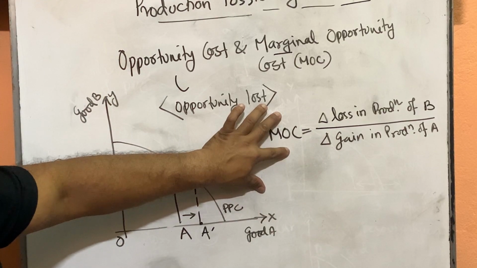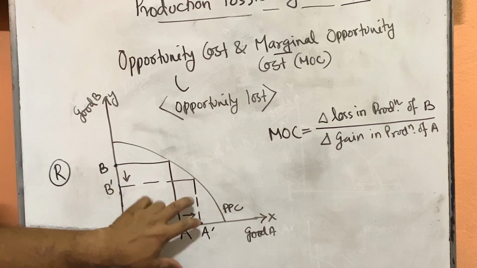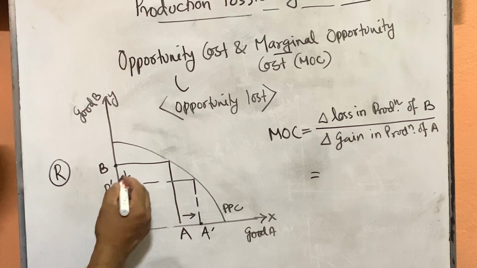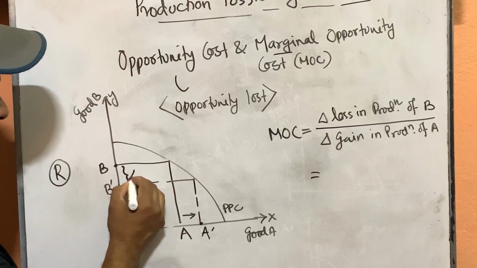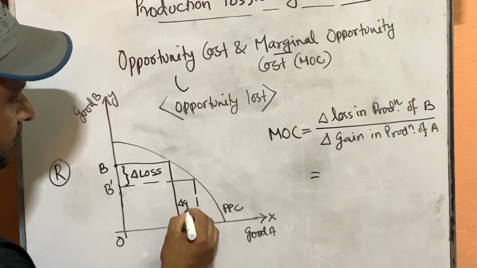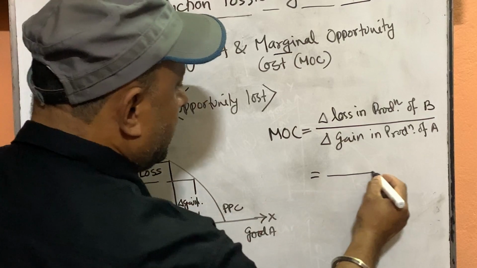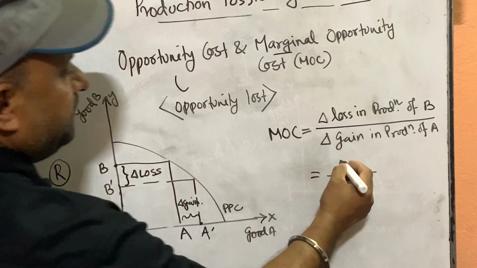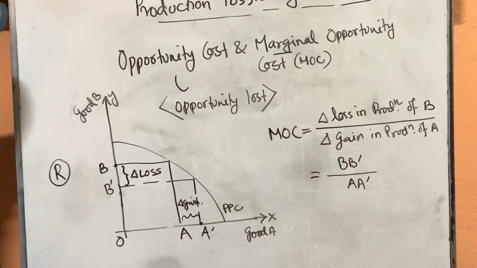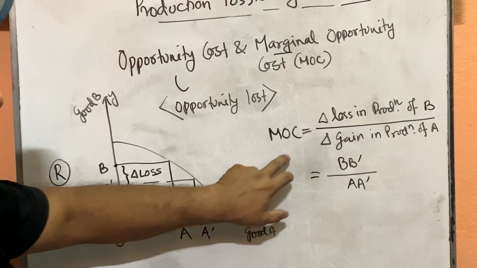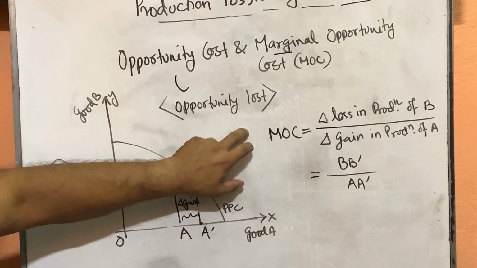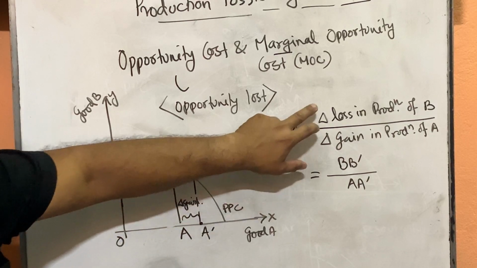Okay, so MOC is the rate of sacrifice of a good to increase the production of another good. So here in this case, what is MOC? This is our delta loss, and this is our delta gain. In this figure delta loss is BB dash and delta gain is AA dash. So the ratio between BB dash and AA dash comes under marginal opportunity cost. So MOC is the rate of sacrifice of a good to increase the production of another good. This is MOC, how much we are sacrificing.